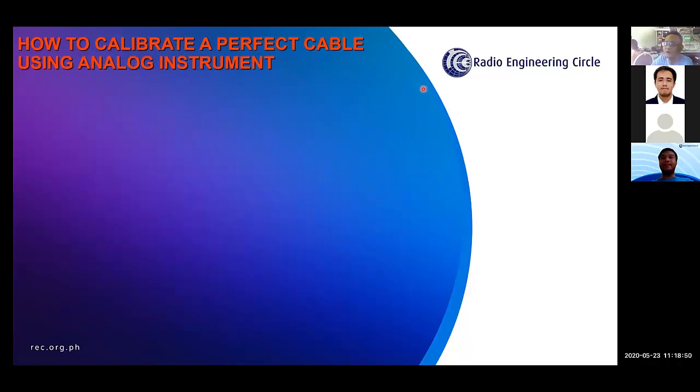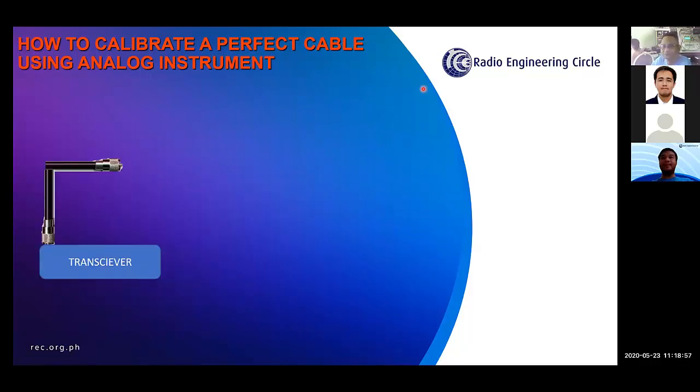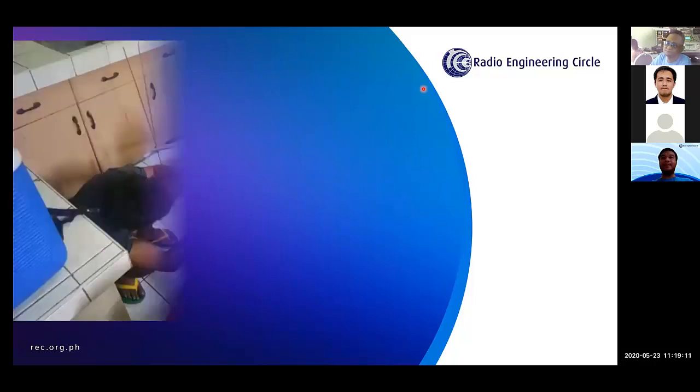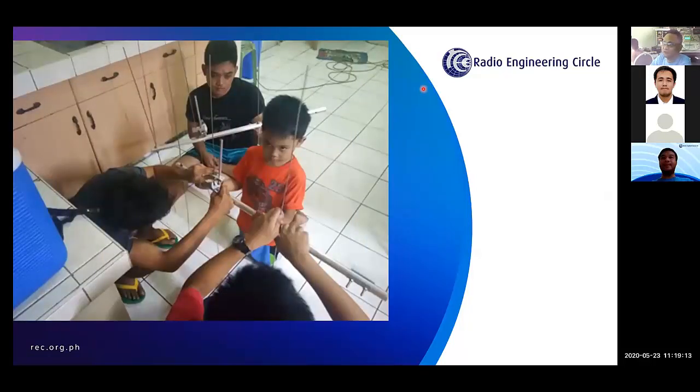Okay, next. How to calibrate a perfect cable, an analog instrument. Ganun din. Transceiver, SWR, coax, and then dummy load. Okay? Next.